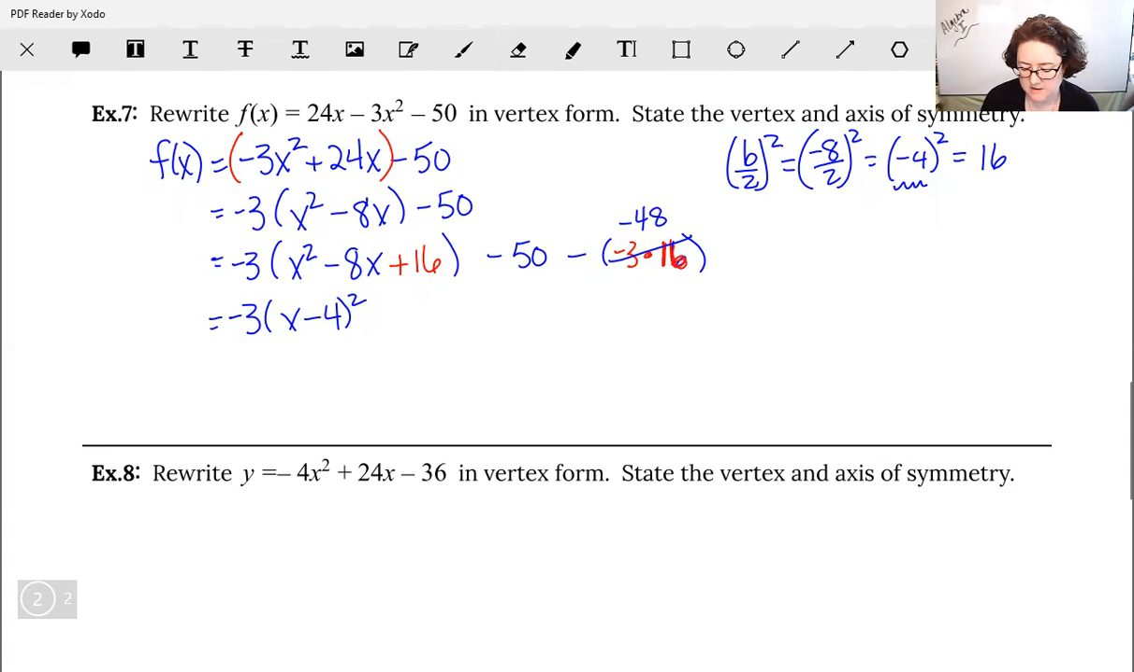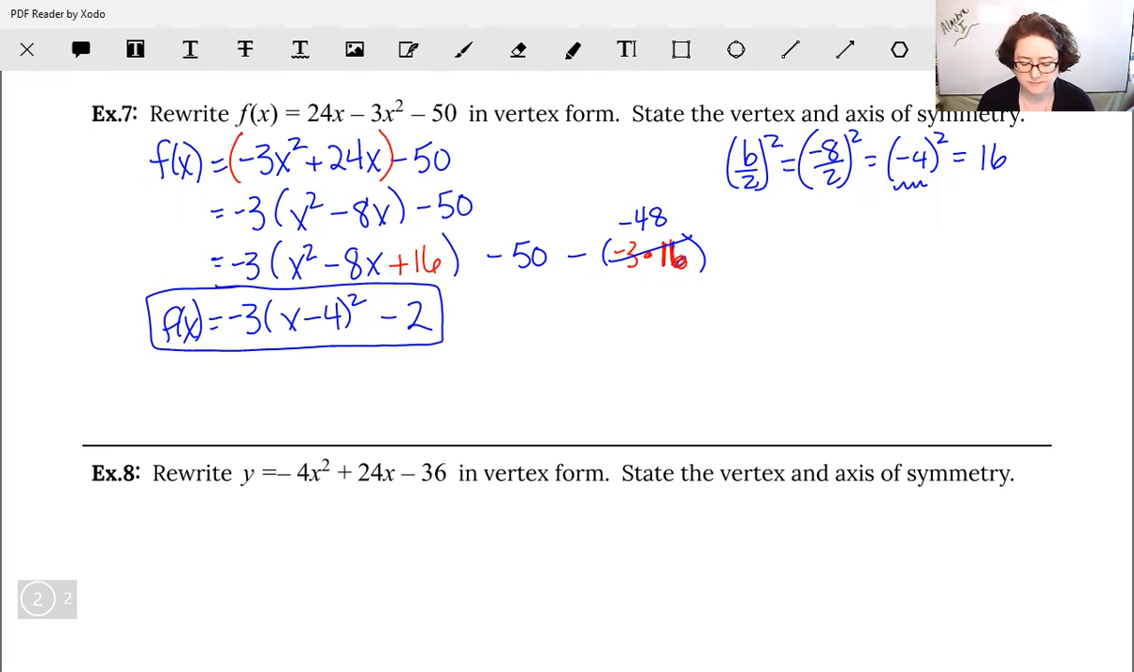And then I have a negative 50 minus a negative 48. This is why I write everything down so I don't lose track of my negatives. So that's really plus a positive 48. So that's going to come out to a negative 2. That whole expression came down to a very straightforward quadratic function equation.